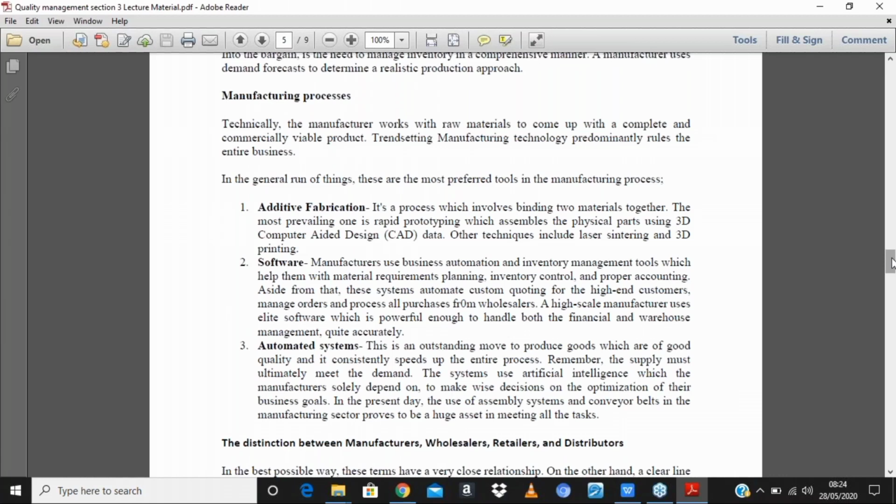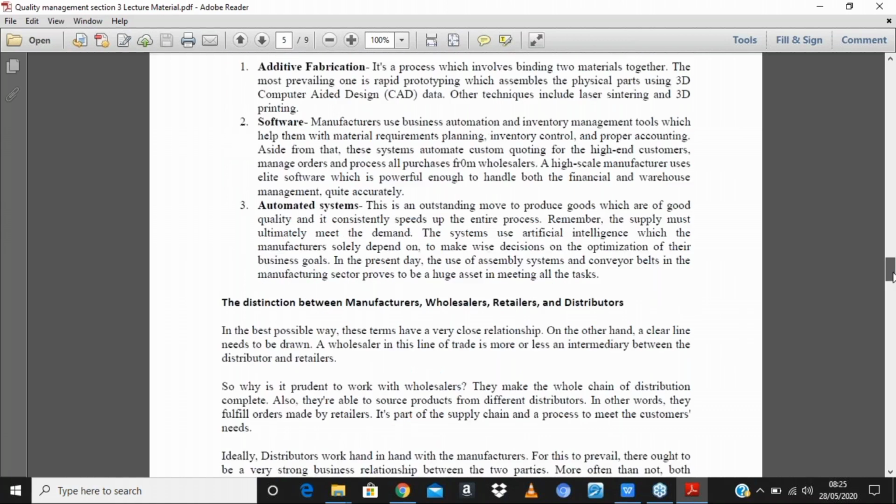Okay, when you're binding two materials together, we also have software. Manufacturers use what? Business automation. That is using digital and automatic means, and not manual, to help in planning and in preparation for business. High-scale manufacturers use elite software, which is powerful enough to handle both financial and warehouse management very accurately. Then they also use an automated system, which is a very standardized system.